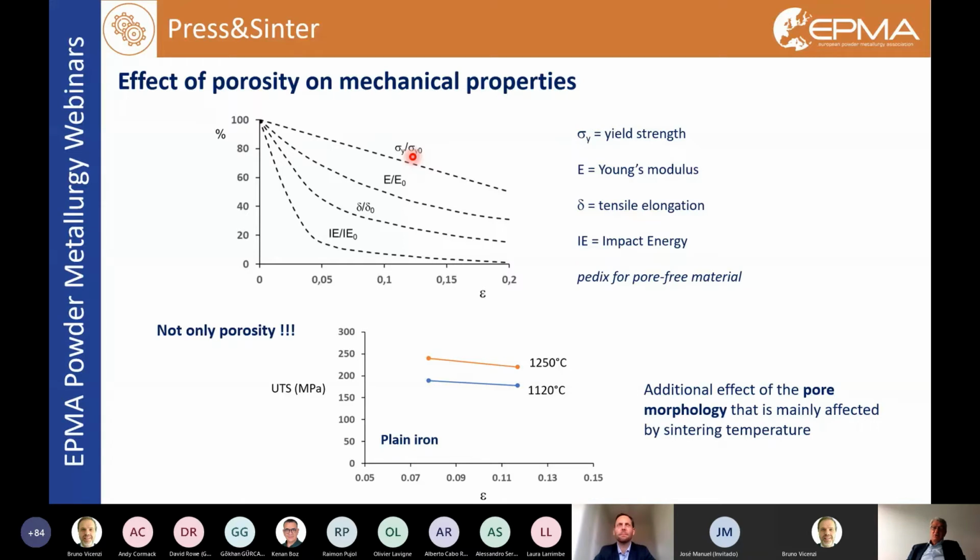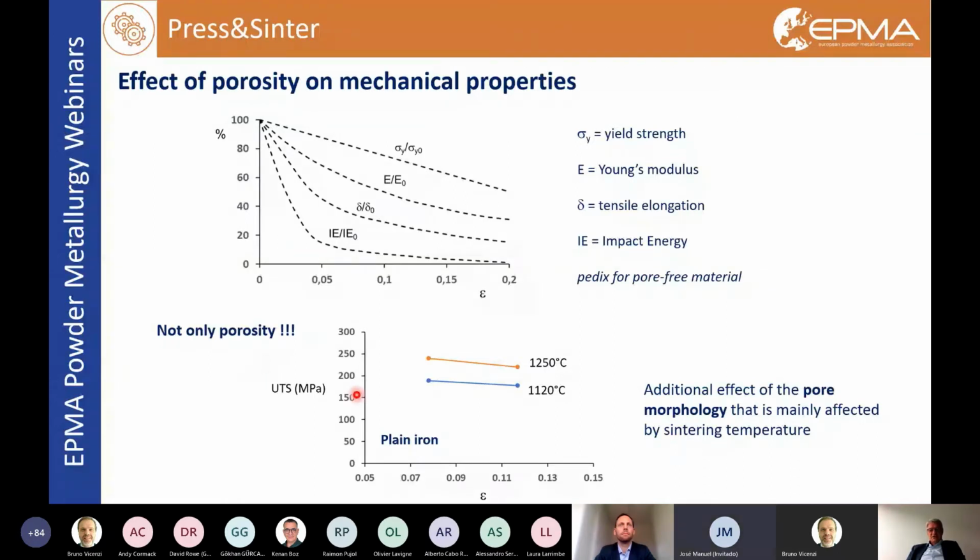But what is also important is that this is quite a common way to show the property of materials depending on the porosity, but it's not completely right, since there is another important parameter. In other words, the mechanical properties do not depend only on porosity.